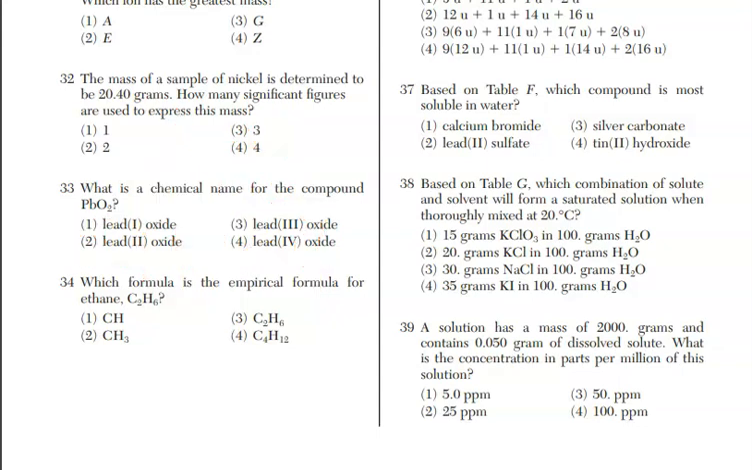We move on from a not so easy question to a fairly straightforward question in 34: which formula is the empirical formula for ethane? As long as you know the definition of empirical formula, you are good to go. That is your lowest whole number ratio of the atoms in the compound. You got C2H6. I can divide both those numbers by 2, the highest common factor, and we get CH3.